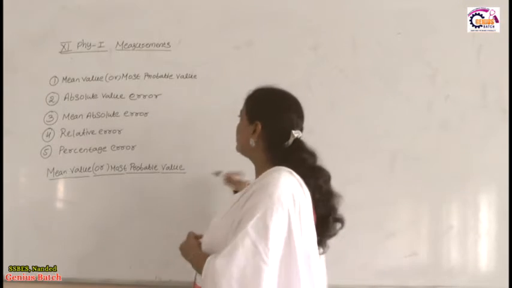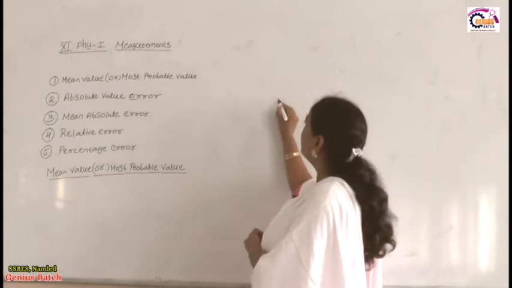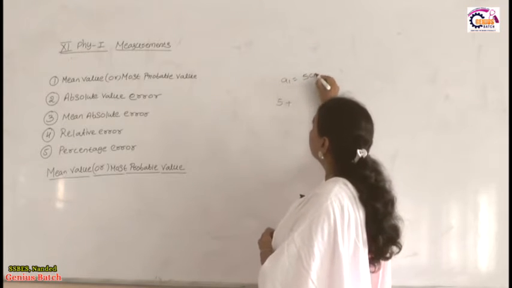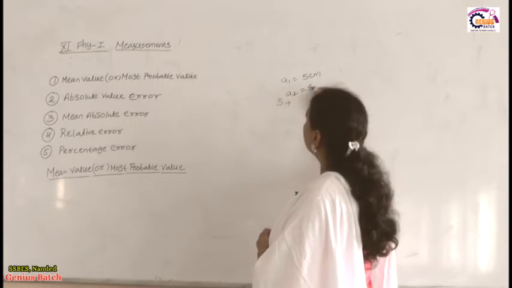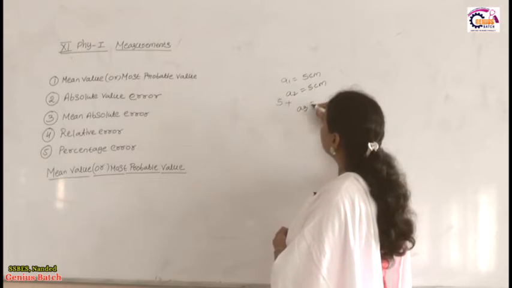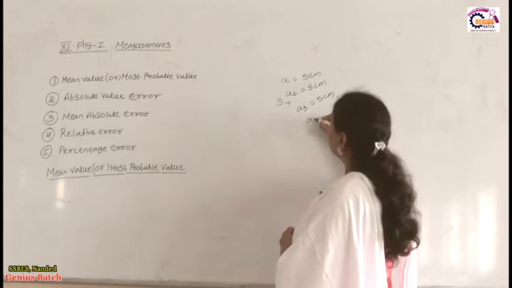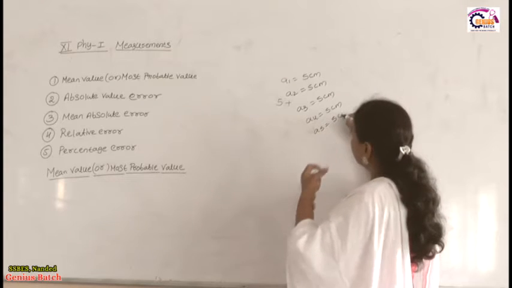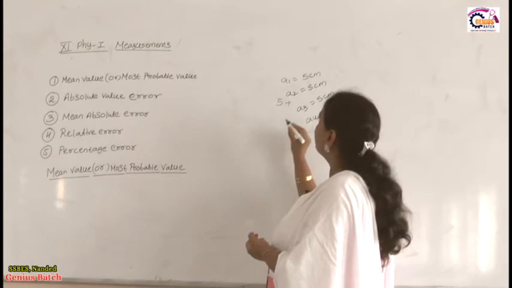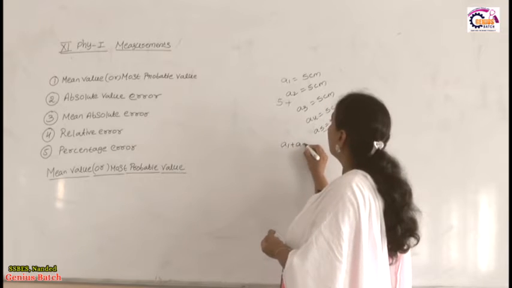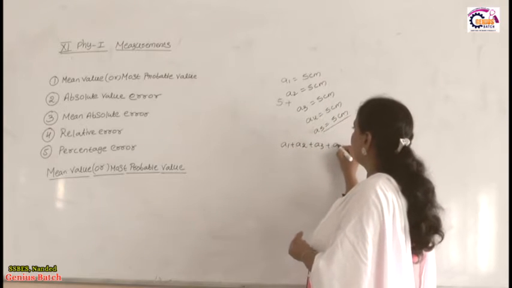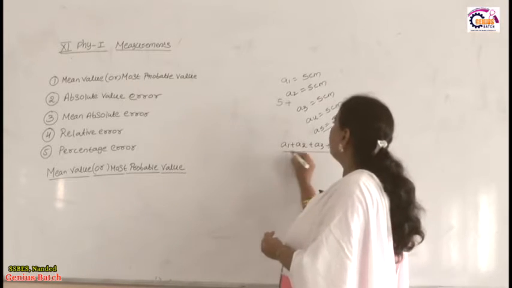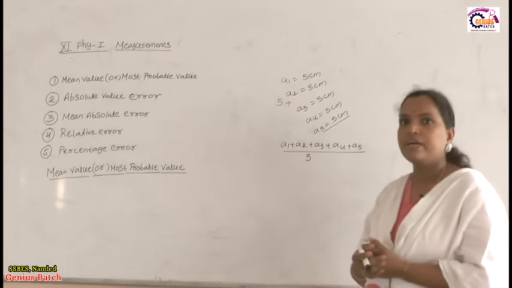So I have to take the average of this. Suppose the length of the marker is 5. In the first reading I got 5 centimeter, and in the second, third, fourth and fifth readings also I got 5 centimeter. So the mean value is the sum of the values upon the number of values, that is A1 plus A2 plus A3 plus A4 plus A5 divided by 5.